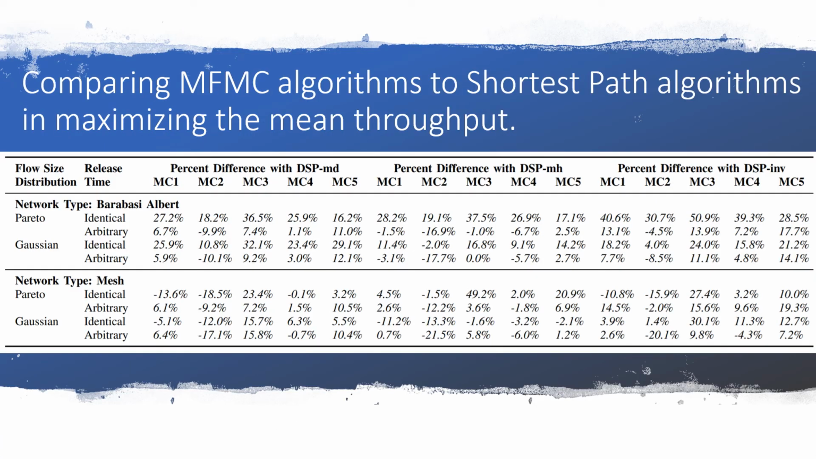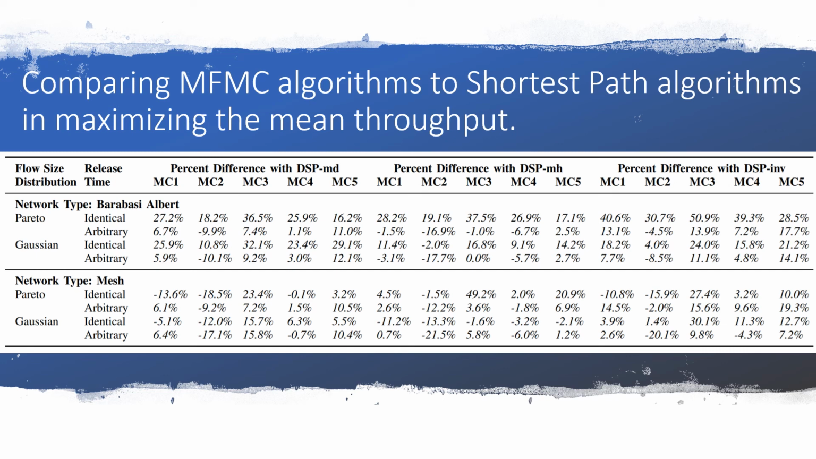Here we present the results of our algorithms compared to the shortest path algorithms in maximizing the mean throughput. Positive values mean the MC algorithm is performing better. In this table, we can see that MC3 has performed better than the other variations.